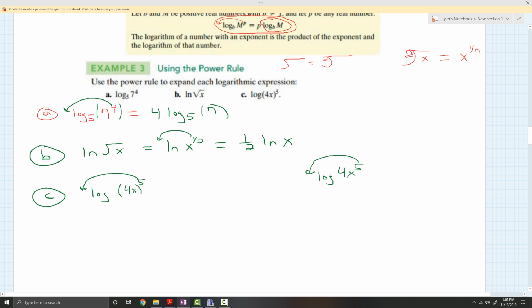Something I could do is use the product rule and split these apart and then apply the exponent rule. And we're going to practice some of those. But I just wanted to emphasize that. Since this whole thing that we're taking the log of is raised to the exponent, that's what allows us to pull that out in front. So this is just going to become 5 times log of 4x, right?